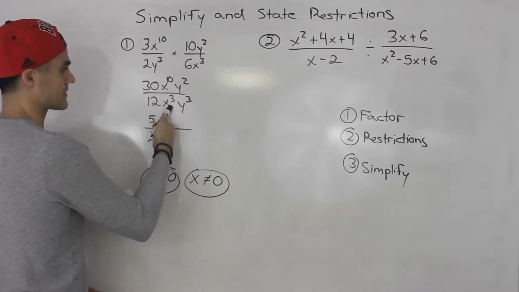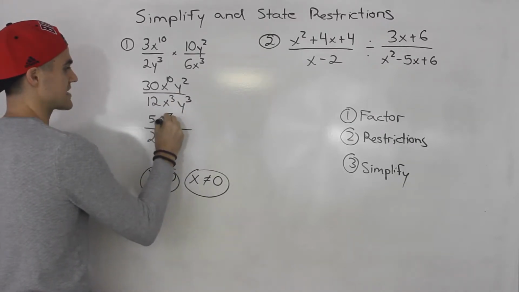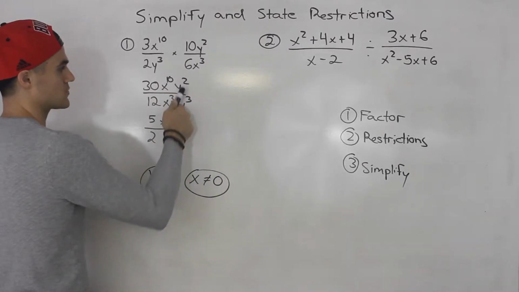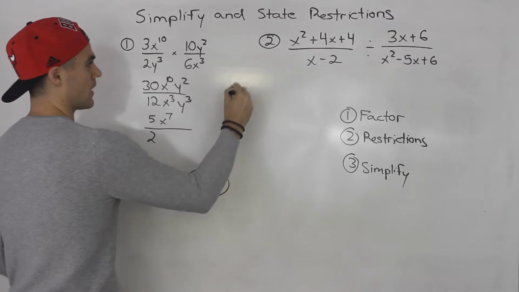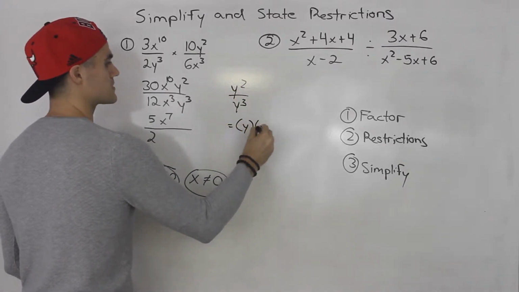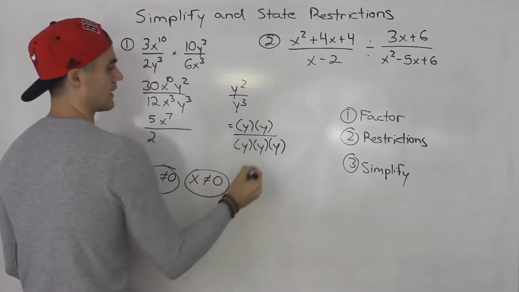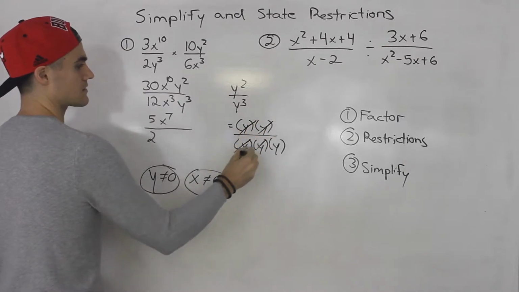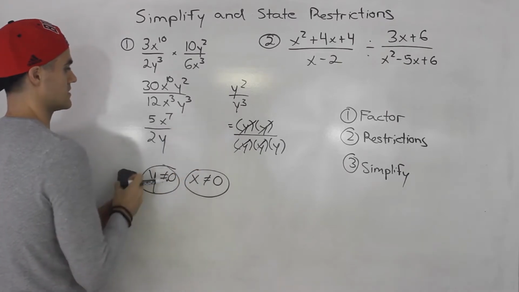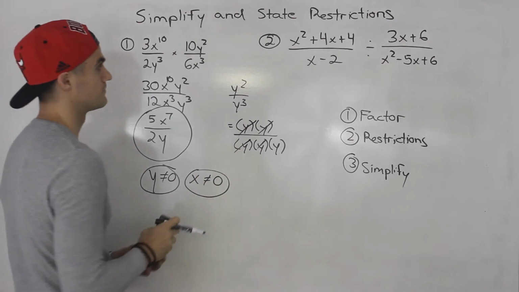x to the 10 over x cubed: there's 10 x's up top, 3 x's at the bottom, which leaves us with 7 x's at the top, right? 10 minus 3. Then y squared over y cubed is the same as there being 2 y's up top, 3 y's at the bottom. Cancel, cancel, cancel. We're left with 1 y at the bottom. So that is the answer. That's what it simplifies to, and those are the 2 restrictions.